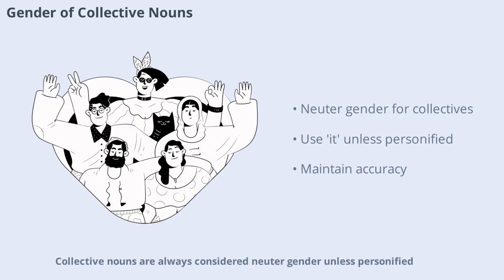Collective nouns are always considered neuter gender unless personified. For example, a bevy of young girls hold a candle march. It is determined to get Nirbhaya justice. Using it instead of she or they maintains grammatical accuracy unless the noun is personified.